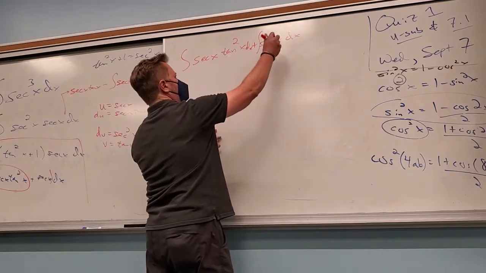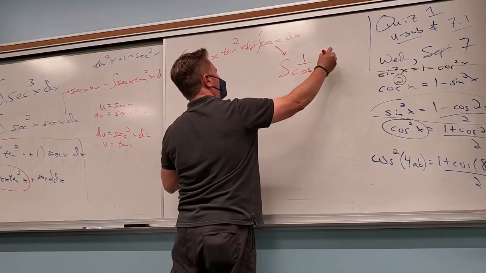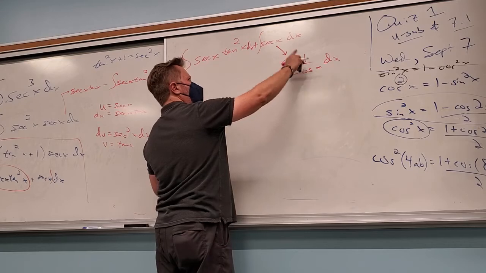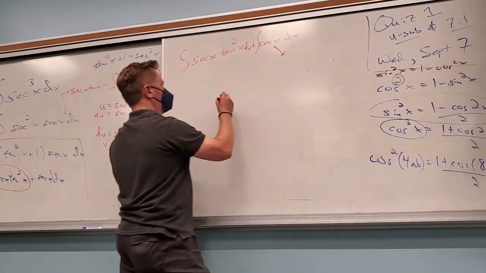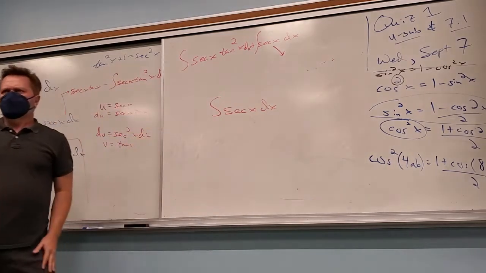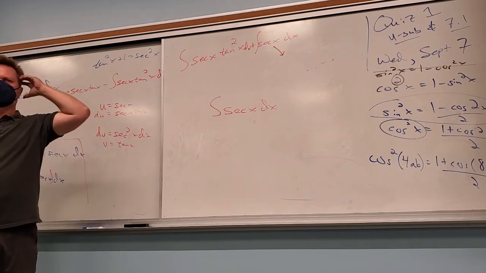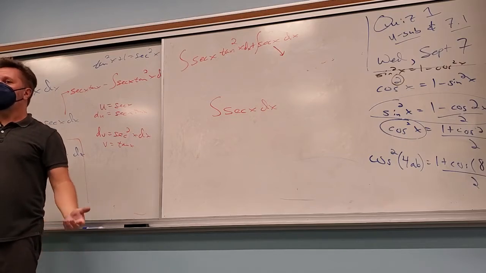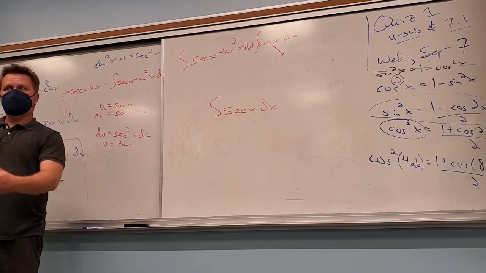This part by itself is kind of interesting. You can think that maybe this will do something for you, right? How do you think you would integrate just that? Let's just look at this piece. What would you try to use on this? Obviously, we can't integrate secant. We don't know what that is. That's the problem. U sub won't work, correct? All that's in there is secant.